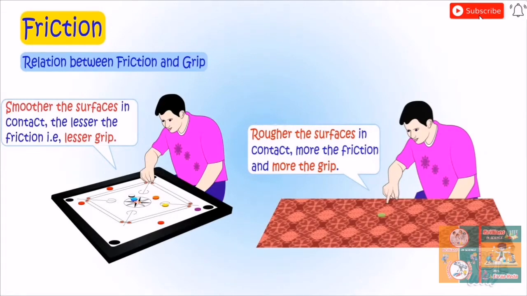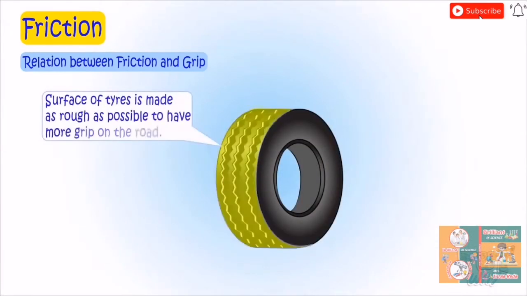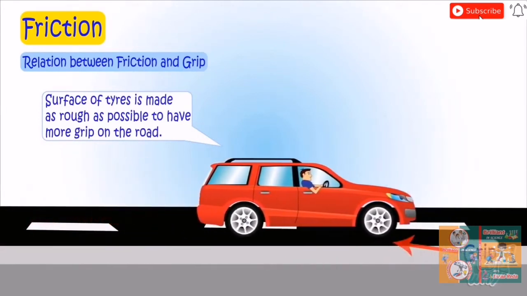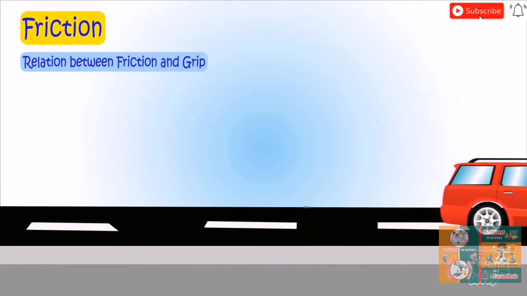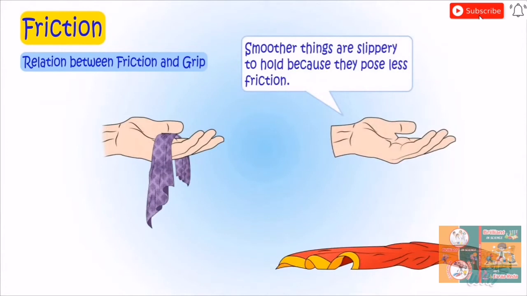So we learned that friction does not let the two surfaces in contact slide past each other and creates grip. This is why the surface of tires is made as rough as possible to have more grip on the road. Otherwise, the tires will skid off or slip off the road. Smoother things are slippery to hold because they pose less friction.